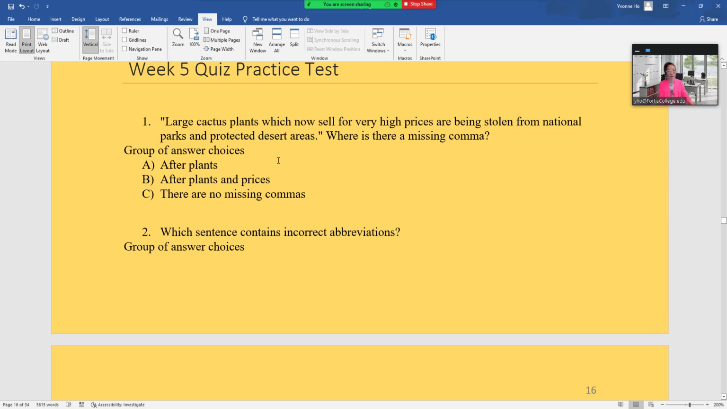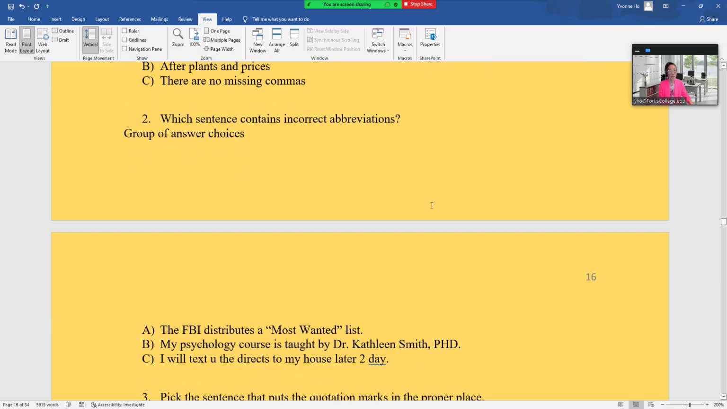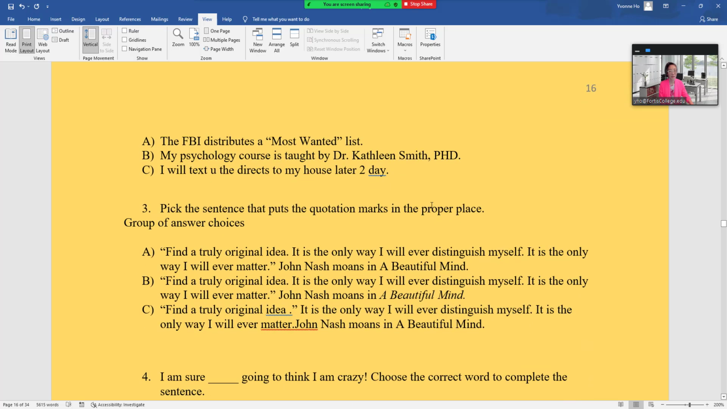And so here, you're missing a comma after plants. When you have a relative clause at the beginning of the sentence, you need to have 2 commas. So after plants and after prices. All right, so you can look up appositives, restrictive and non-restrictive clauses.